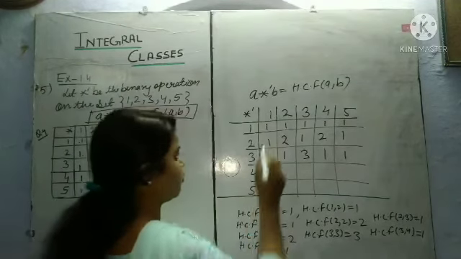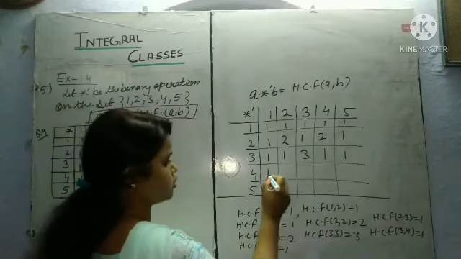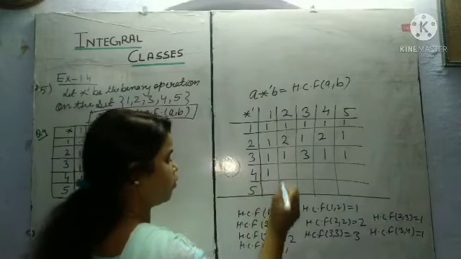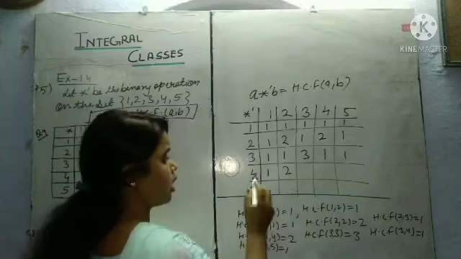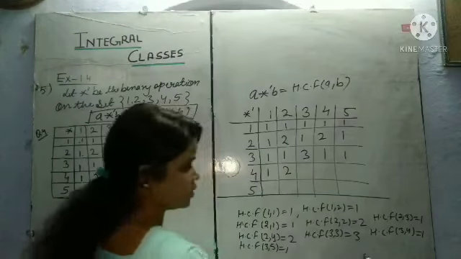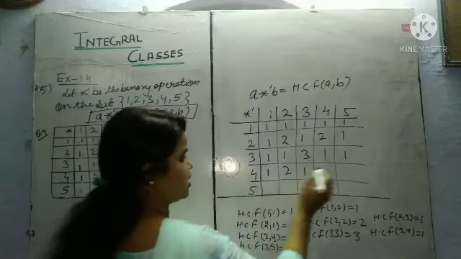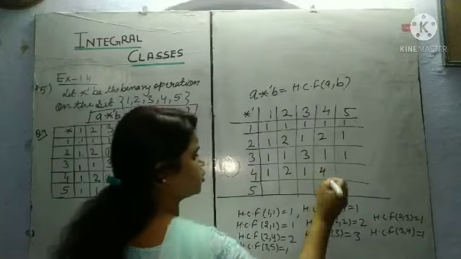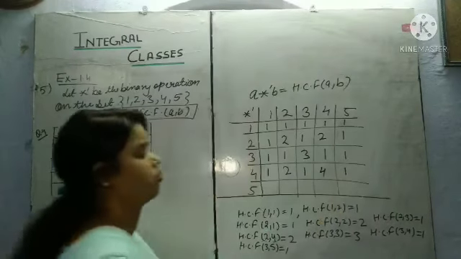Now HCF of 4, 1 is equal to HCF of 1, 4, so it is also 1. HCF of 4, 2 is equal to HCF of 2, 4, so here it is 2. HCF of 4, 3 is equal to HCF of 3, 4, also 1. HCF of 4, 4 should be 4, and HCF of 4, 5 is equal to 1.